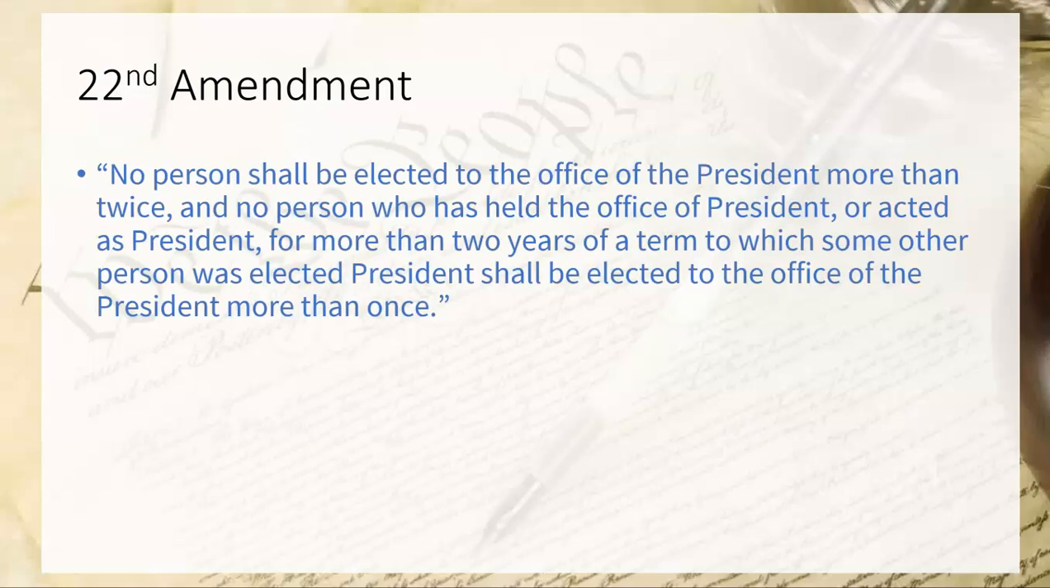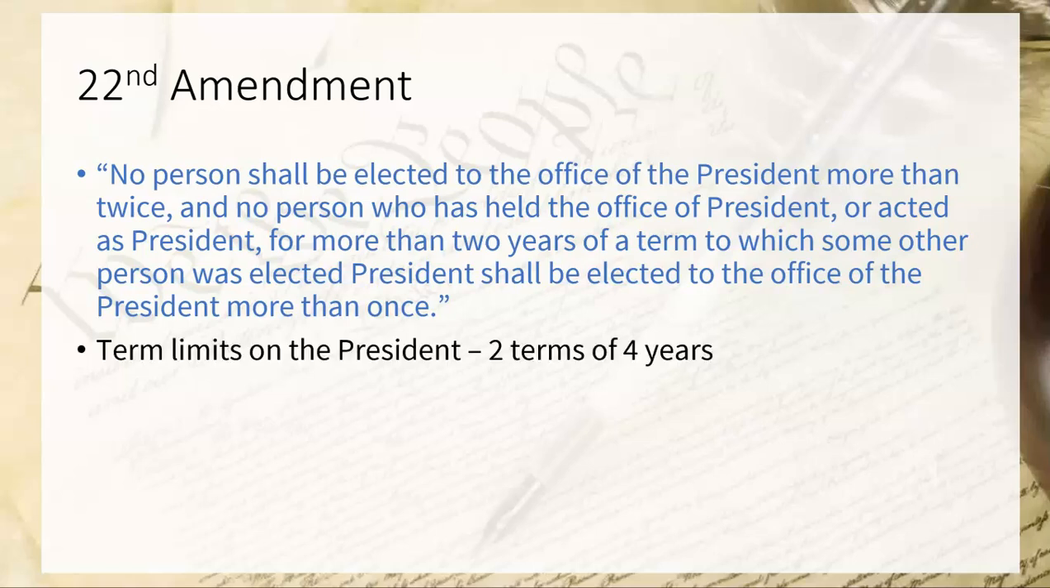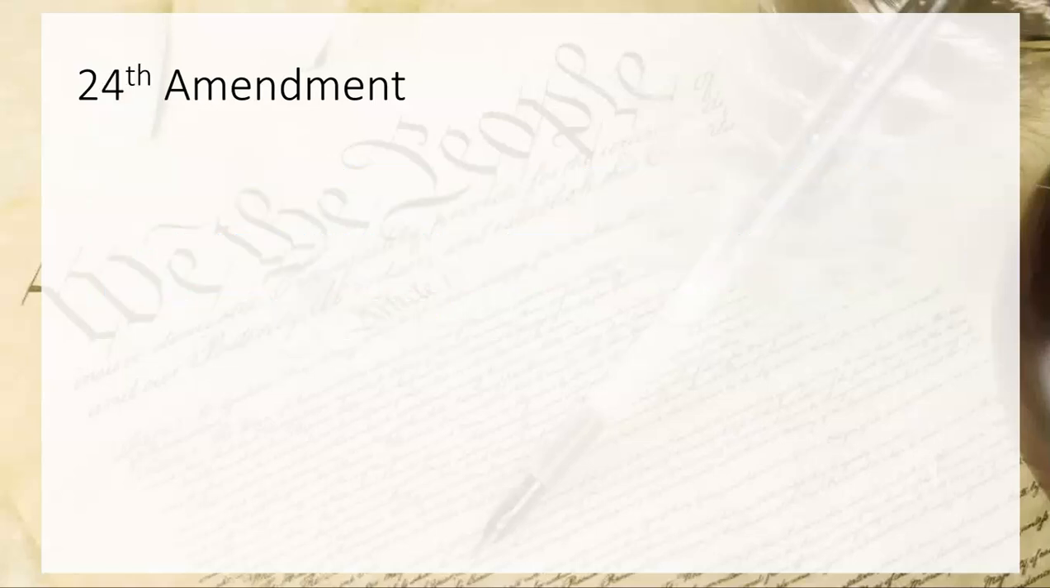No person shall be elected to the office of the president more than twice, and no person who has held the office of the president or acted as president for more than 2 years of a term to which some other person was elected president shall be elected to the president more than once. This puts term limits on the president to terms of 4 years.